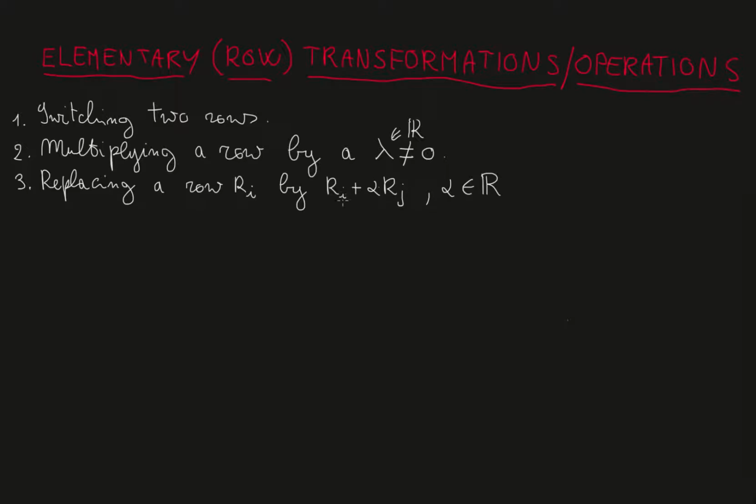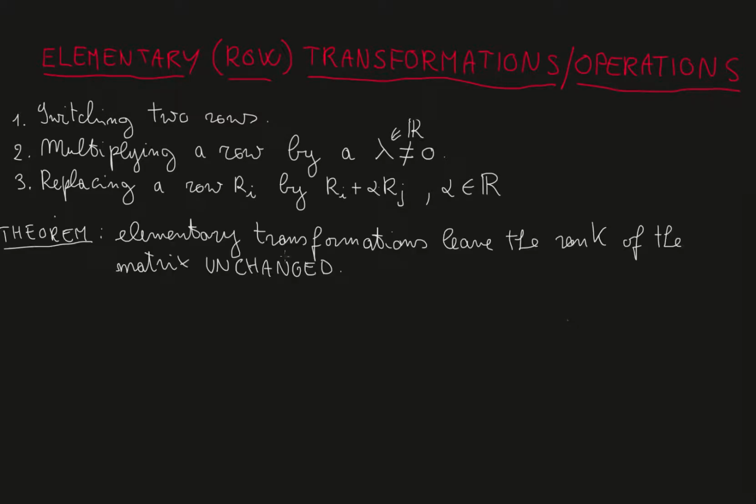Rj might be Ri itself. In this case, it will be just the operation number 2. So if Rj is again Ri, we can just factor out Ri on the right, and we will have on the left a scalar multiplying Ri. So it will be just the operation number 2. Now, the importance of these operations is the following. Elementary transformations leave the rank of the matrix unchanged. Okay, so as long as I apply these elementary transformations to a matrix, the rank will not change.